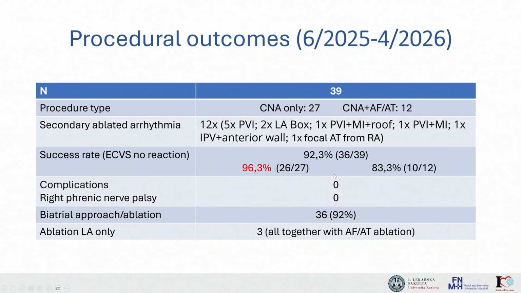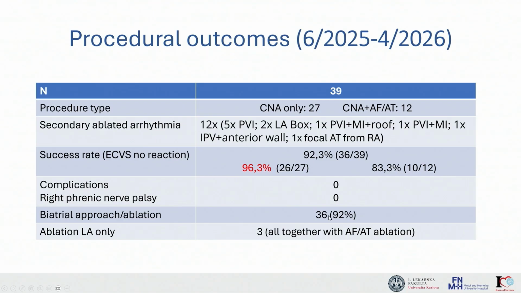Here we have endpoints. In the total cohort, we were able to abolish any reaction to vagal stimulation at the end of the procedure in 92% of patients. But if you look at just the cardioneuroablation cohort, the success rate was 96%. Just one patient had some kind of response to this vagal stimulation at the end of the procedure. We didn't see any complication. Finally, we didn't cause any injury to the right phrenic nerve.